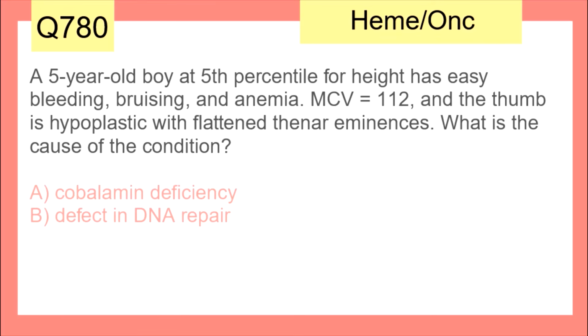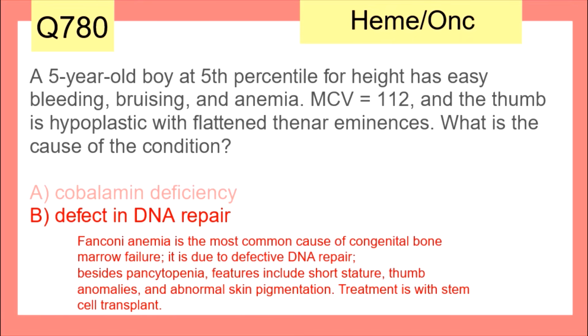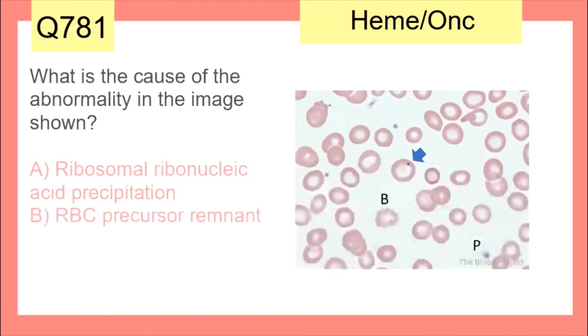What is the cause of this condition? We spoke about this before. Defect in DNA repair. Fanconi anemia, where the thumb is going to be small. Treatment is with stem cell transplant. 781, what was the cause of the abnormality in the image shown?